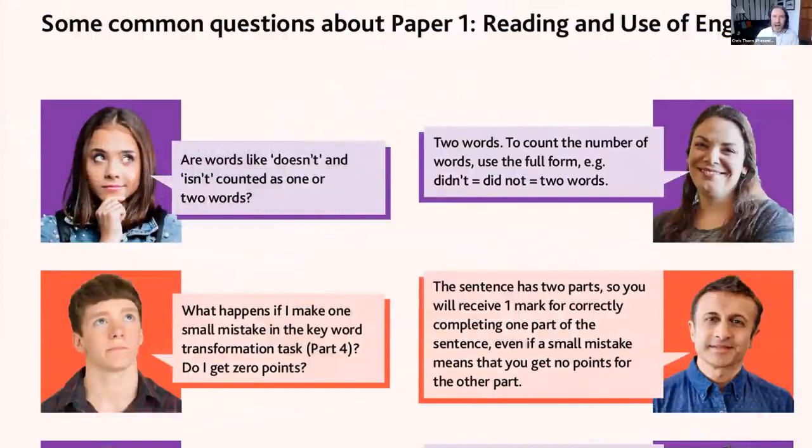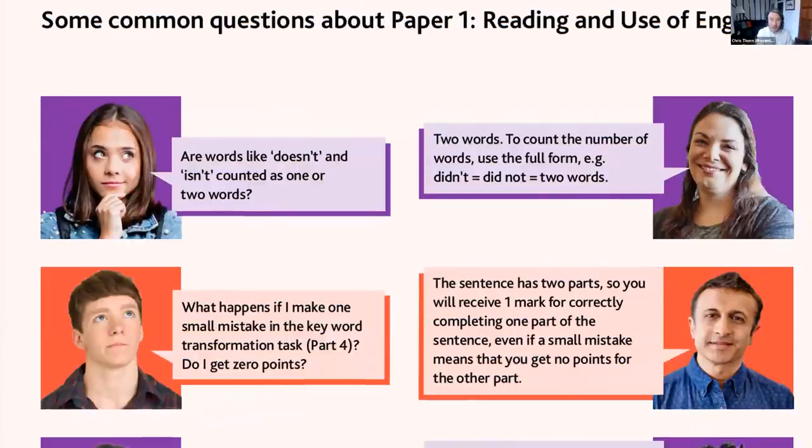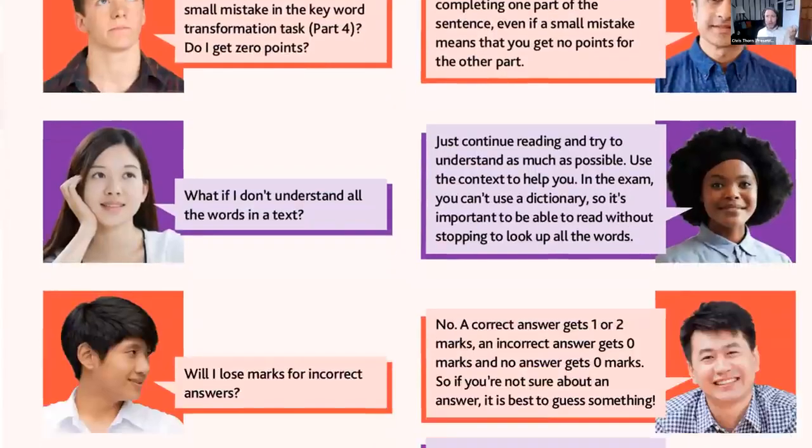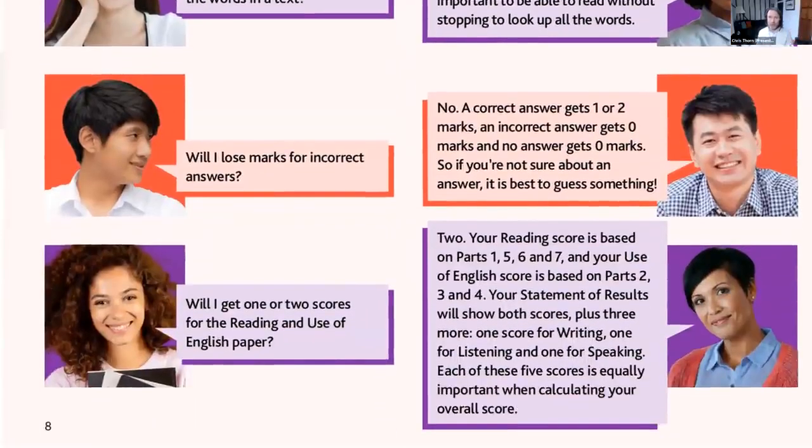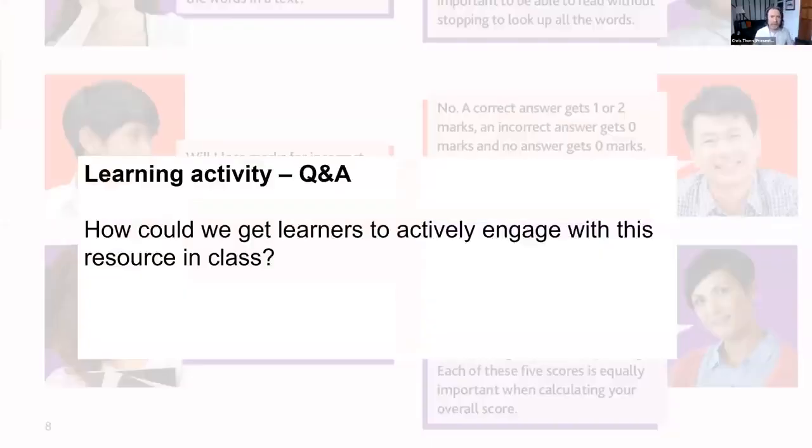Okay. So this is another feature you'll recognize from the booklets. These are common questions and answers. This one's from the B2 First booklet. So you've got people asking questions, other people giving answers. They relate to a specific part of the exam, a specific paper. So my next question for you is how could we get learners to actively engage with this resource in class?